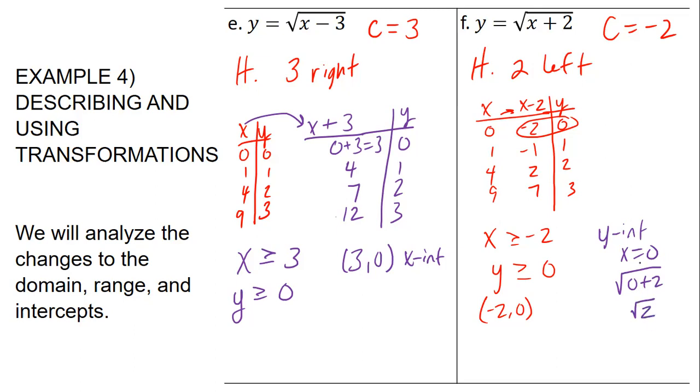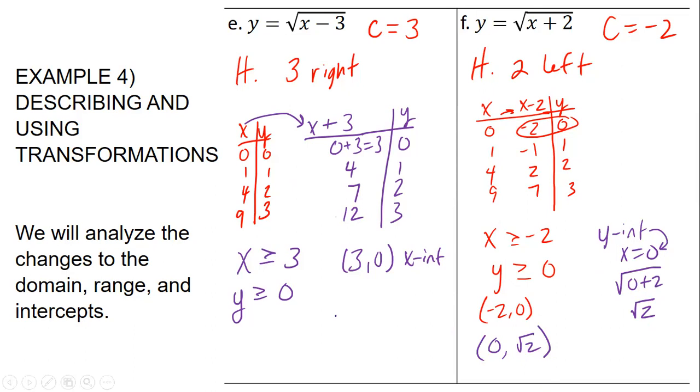Yeah. Okay, to find your y-intercept, you let x equal 0. That's how you do it algebraically. Agreed? You remember doing that in the beginning? When you're looking for your x-intercept, you let y equal 0. When you're looking for your y-intercept, you let x equal 0. So if we let x equal 0, we end up with square root of 2. So that means our y-intercept is at (0, square root of 2).